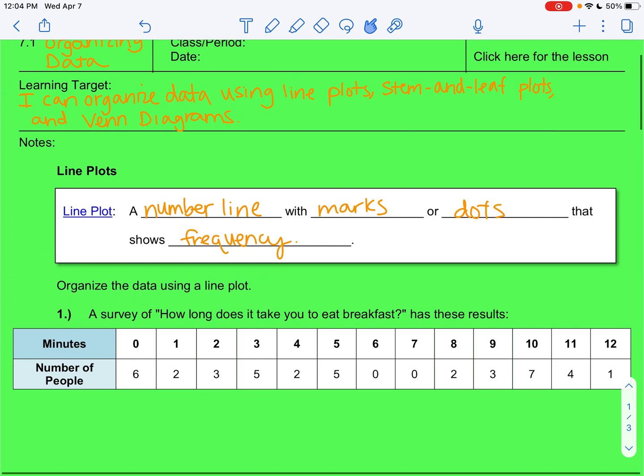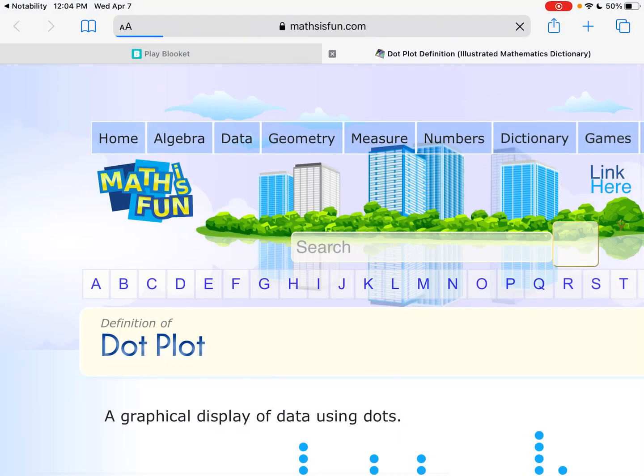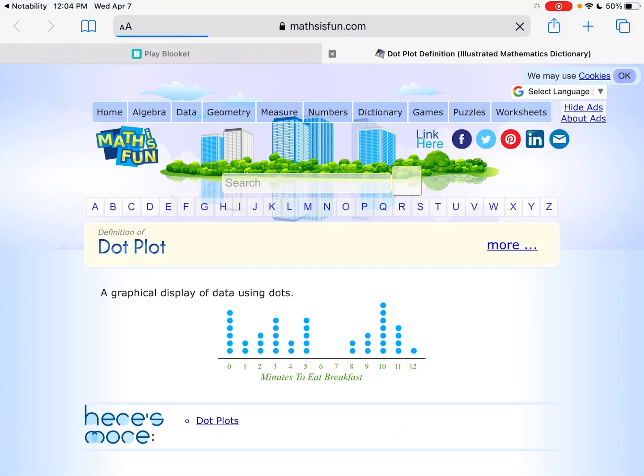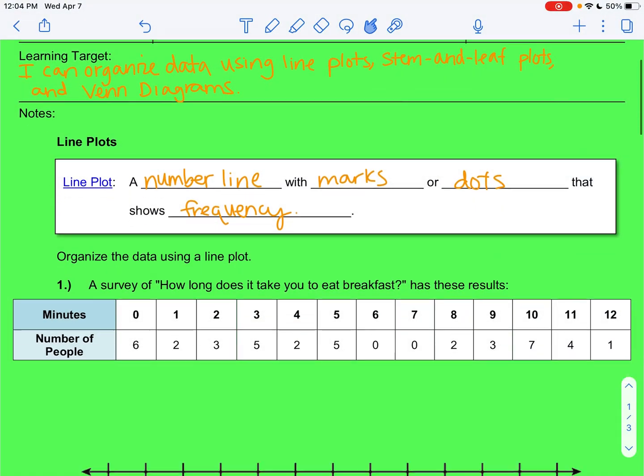So our first one is a line plot. That is a number line with marks or dots that show frequency. So if you want to take a look at what one looks like, go ahead and click on that link. And it will show you exactly what a dot plot looks like. Okay, so that is what it looks like. It has dots above it so that you can easily see how many people took 0 minutes to eat breakfast, how many people took 1 minute, 2 minutes, 3 minutes, and so on.